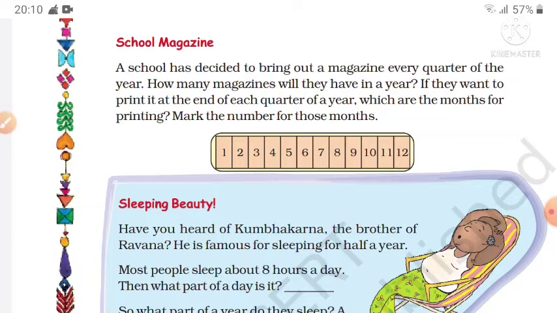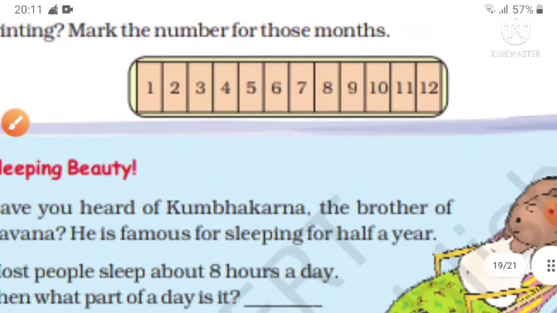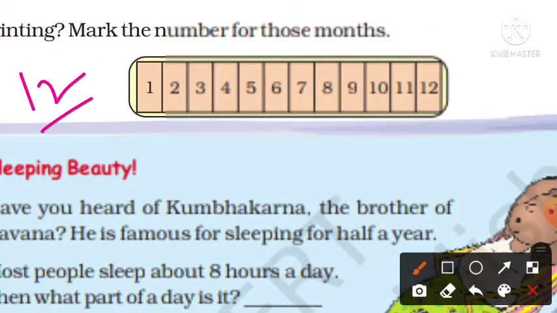Mark the number for those months. Okay, so from the question it is given that the school has decided to bring out a magazine every quarter of the year. Now we know that there are 12 months in a year.